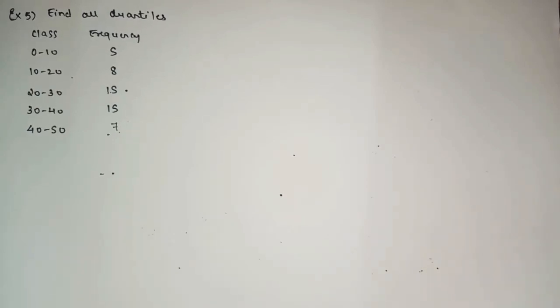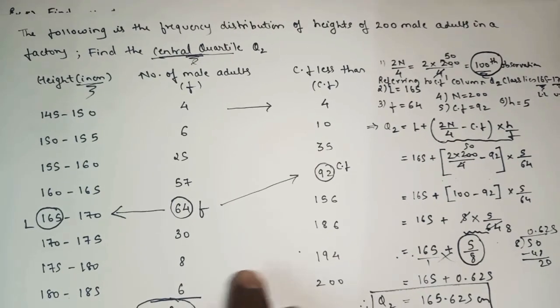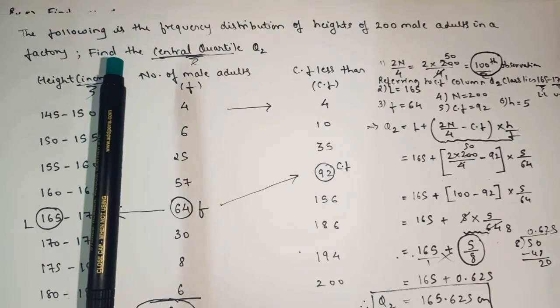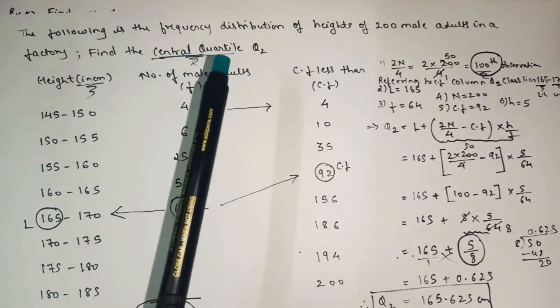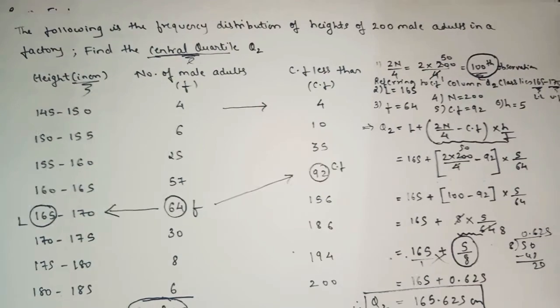Hello students, so now we'll take one more example based on the same type, that is type number 3. As in the last video lecture we saw one sum based on type number 3 where we have to find the central quartile. So here, what do you mean by central quartile? It is known as Q2.